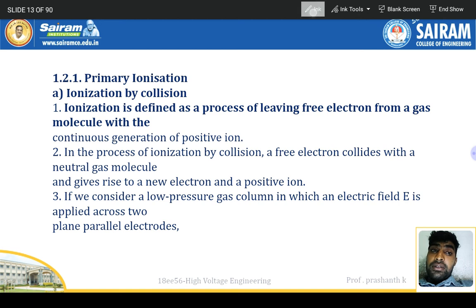Okay, next there is primary ionization, ionization by collision. Ionization is defined as the process of leaving free electrons from gas molecules with the continuous generation of positive ions. In the process of ionization by collision, a free electron collides with a neutral gas molecule and gives rise to new electrons and positive ions.